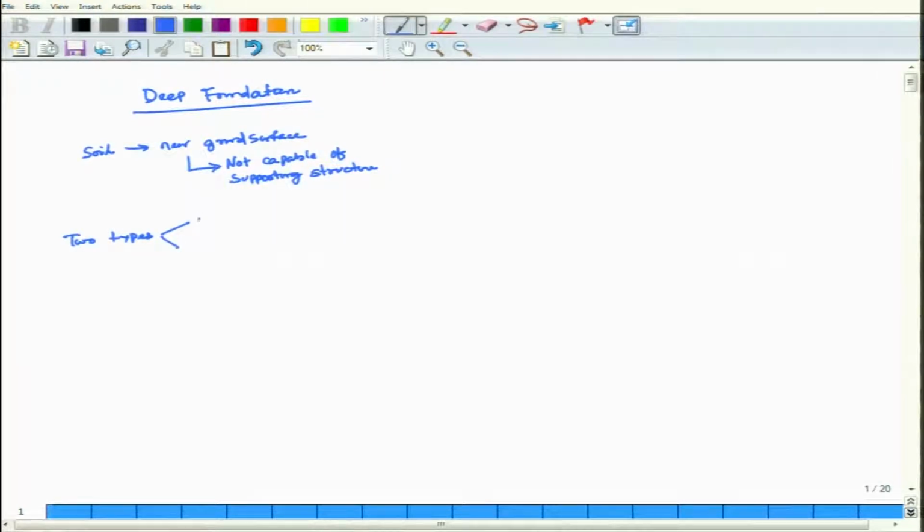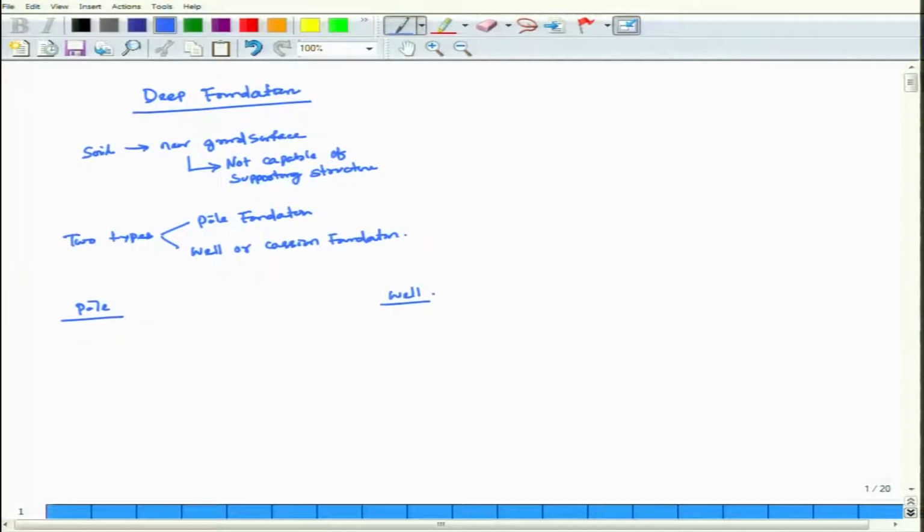One is pile foundation, the other is your well or caisson foundation. So, if I put it simply, what is a pile and what is a well?